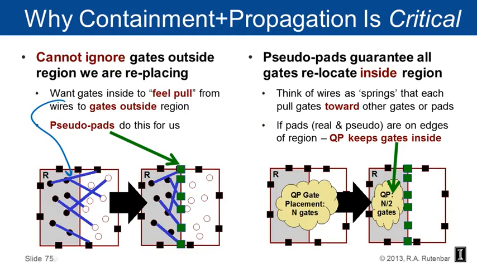And on the right-hand side, the pseudo pads also guarantee containment. They guarantee that the gates locate inside the region. If you think of the pads as fixed things that the springs are connected to, when the springs pull the gates toward the pads, they're never going to pull the gates outside the gray region. So the pad propagation does the right thing in terms of keeping a good global solution quality. It means you don't ignore the gates that are connected outside the gray region that you're replacing, and it means that containment is achieved. The gates stay inside the boxes as the boxes get smaller and smaller.